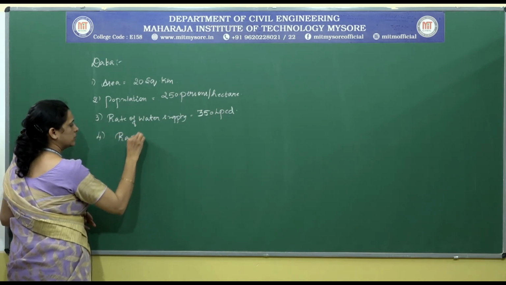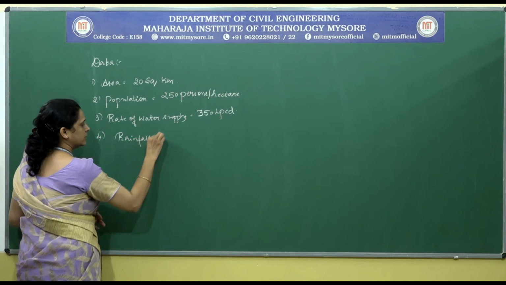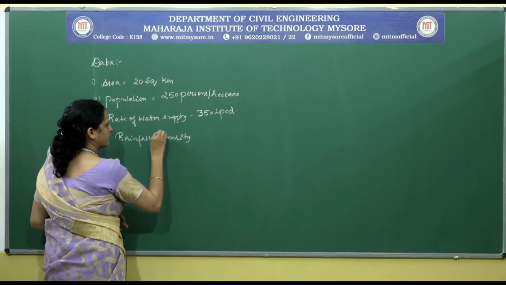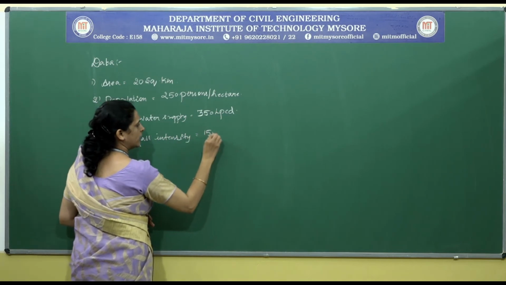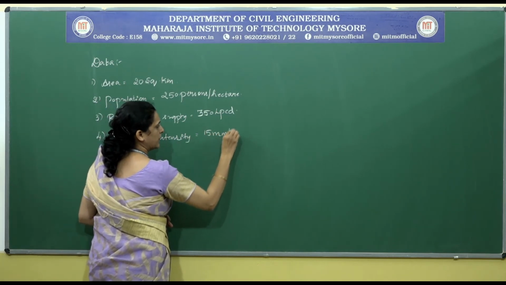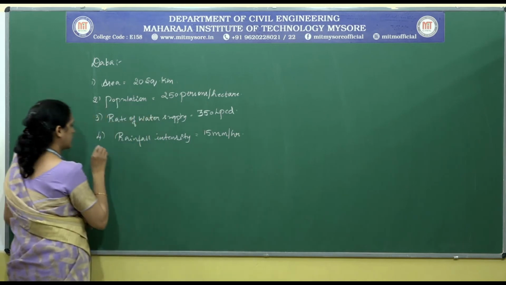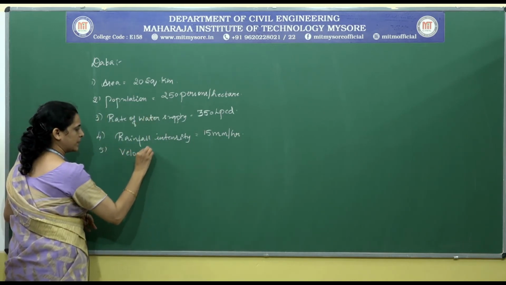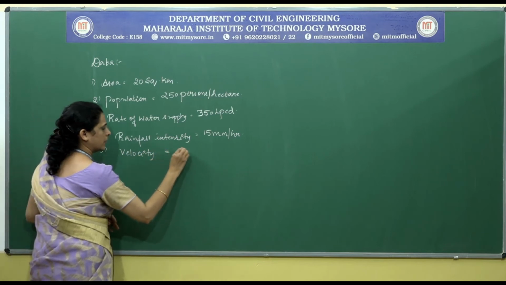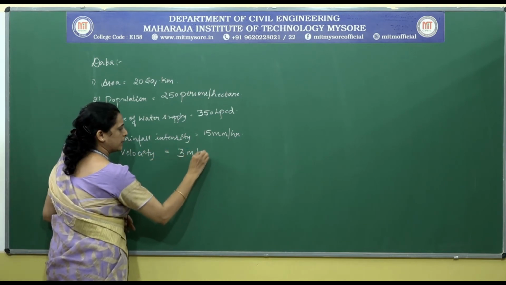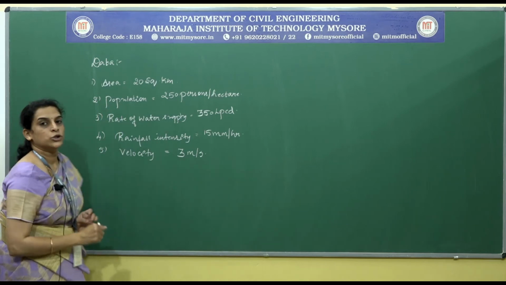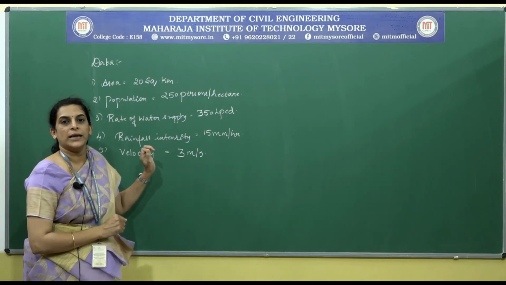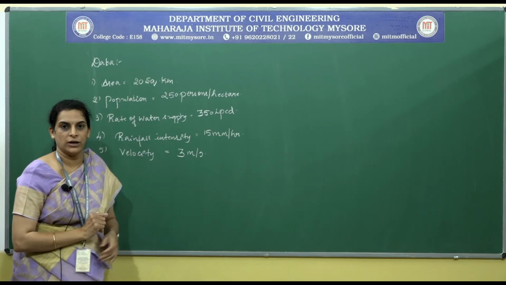Rainfall intensity is equal to 15 millimeter per hour. Velocity is 3 meter per second. So keeping all these in mind, we shall design a circular sewer.